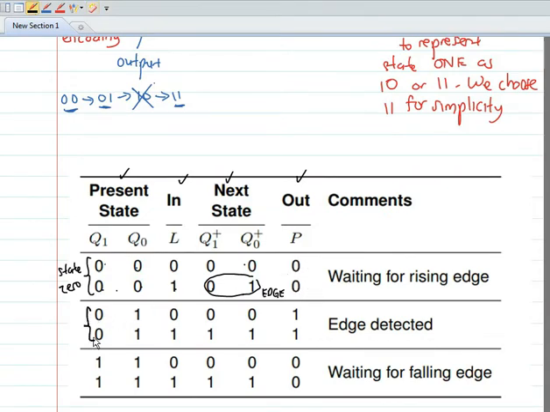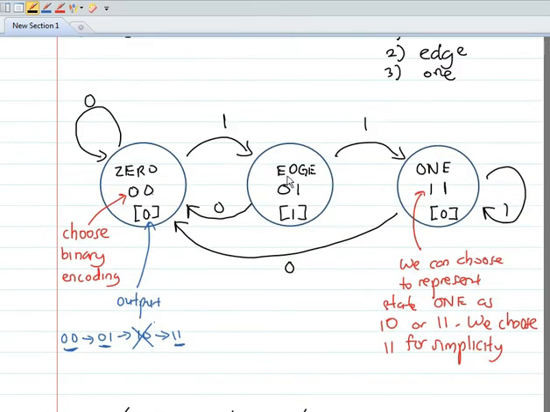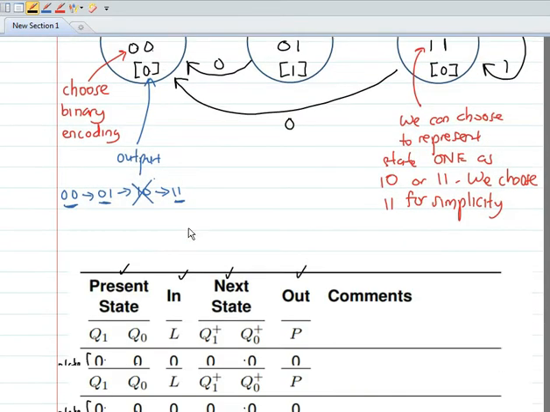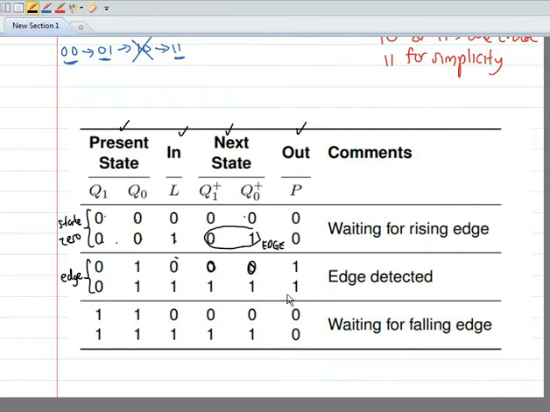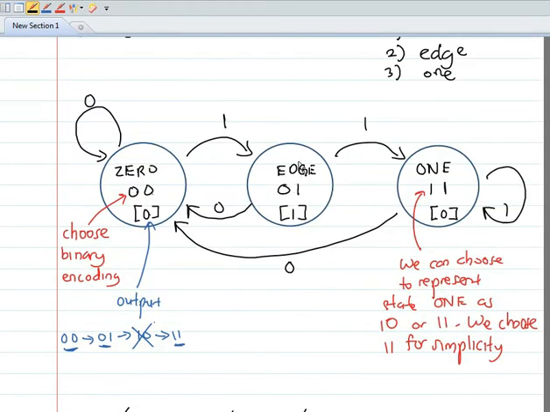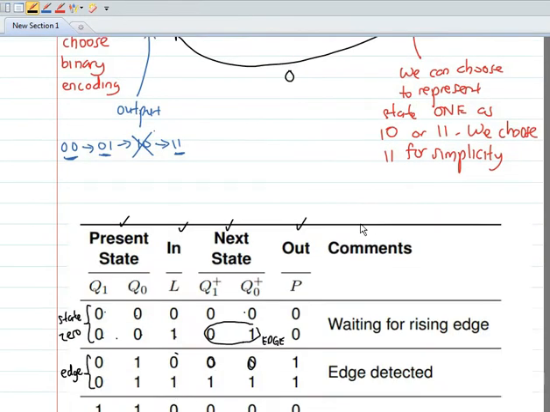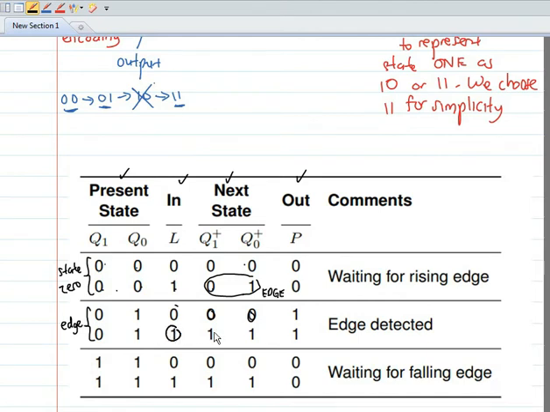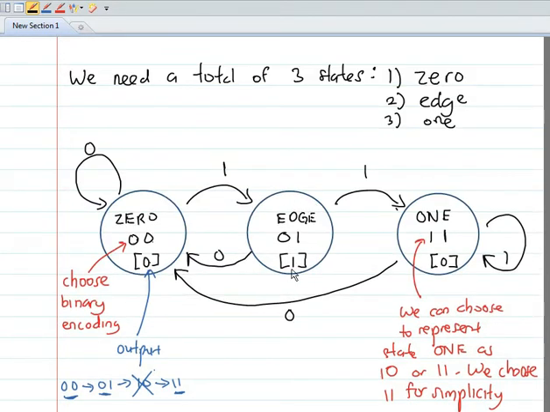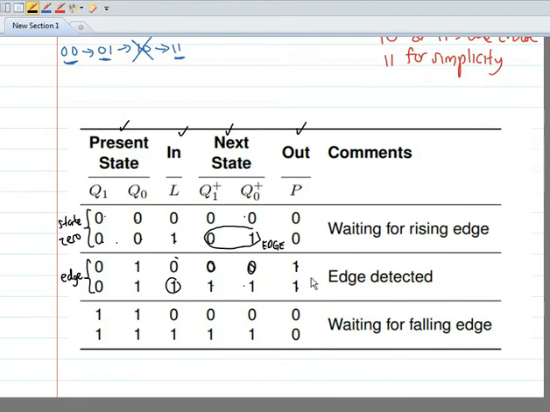Now, while you are in state edge, so this is edge right here. If you receive a 0, go back to 0. So you are in state edge, you receive a 0, you go back to 0. So you write 0, 0 here. While in state edge, if you receive a 1, you move to next state, 1, 1 right here, right? Your output, when you are in state edge, is always 1. So put a 1 here, put a 1 here.